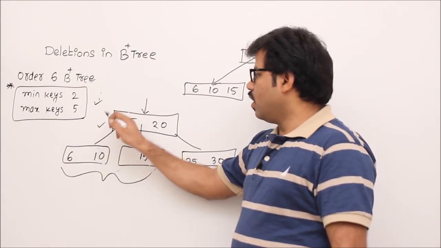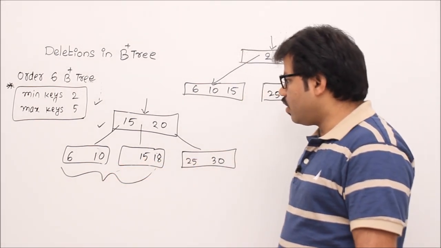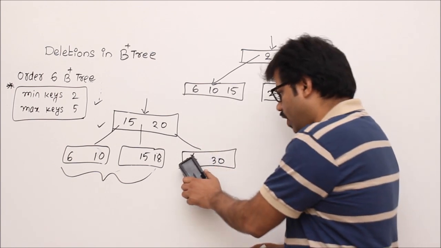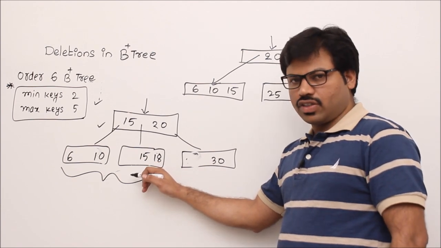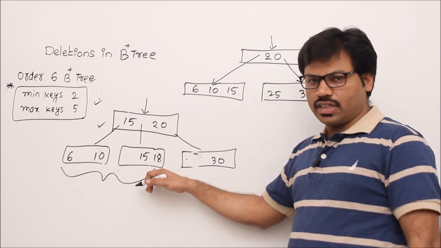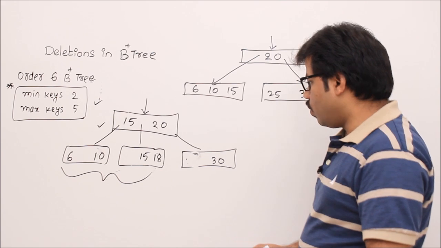So remember it. Now let's take this tree again. Let's try to delete something here: 25. What to do? Whenever 25 is deleted, borrow from your sibling. This is actually called borrow. So borrow from your sibling, but he is already having an underflow condition. That means if you remove any key, he will get underflow. Then what to do? Don't take from him.